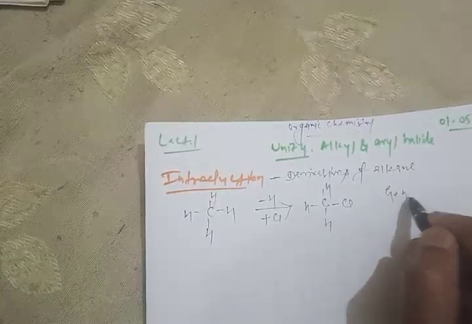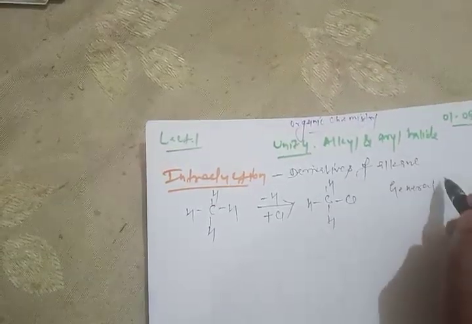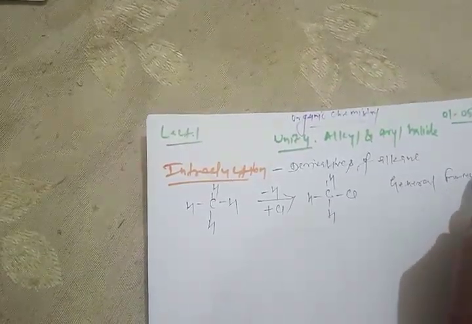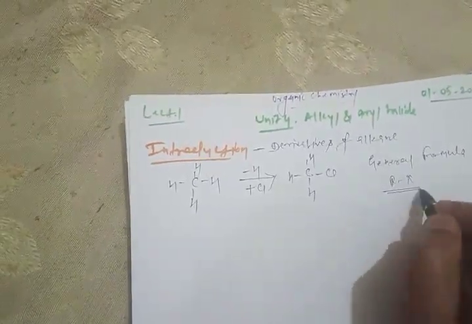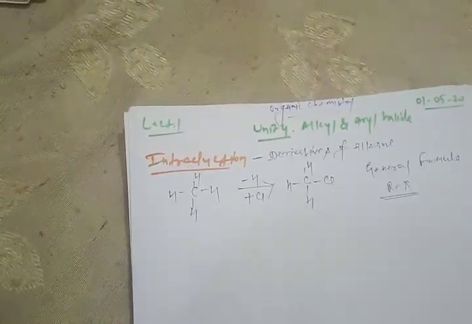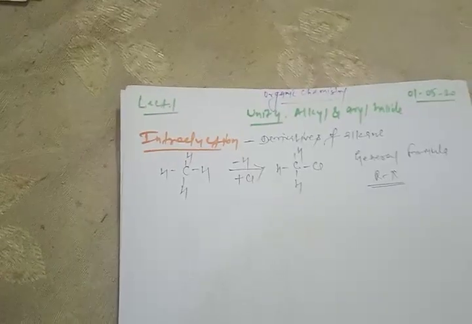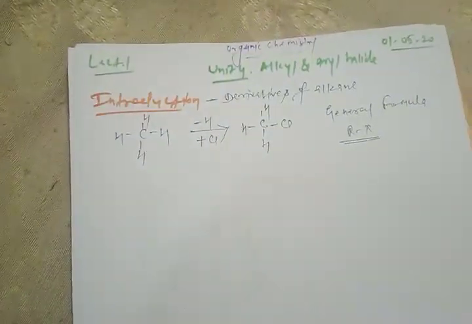The general formula for alkyl halide is RX. R is a group. It can be methyl, ethyl, propyl, any group. So RX is the general formula, and X is the functional group.